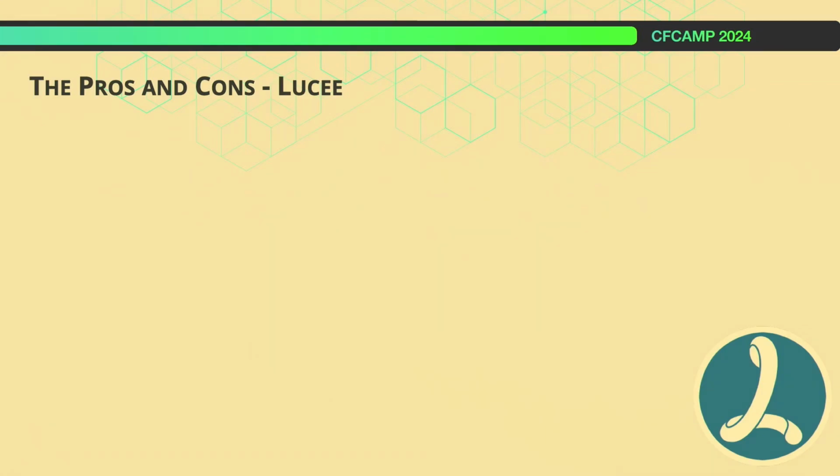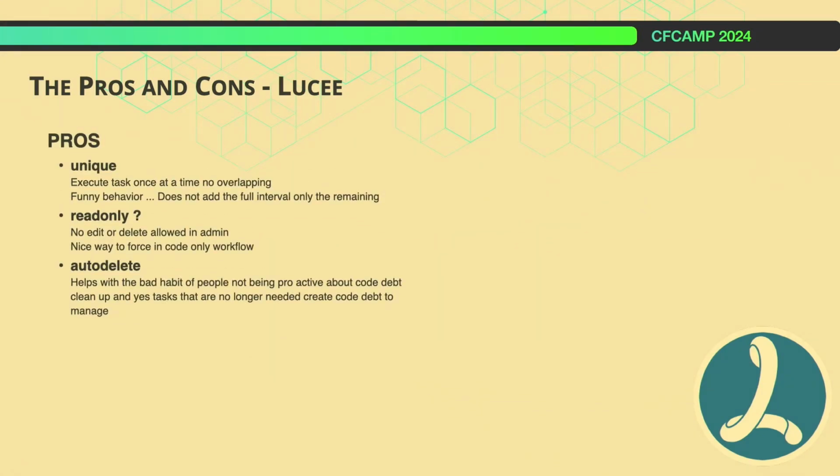Let's look at Lucee now, right? Another client comes and I have to deal with him or her as well on this, right? Pros. Unique execution, right? There's no overlaps. A little bit of funny behavior. I have to talk to Micha about the fully interval on the remaining ones, right?